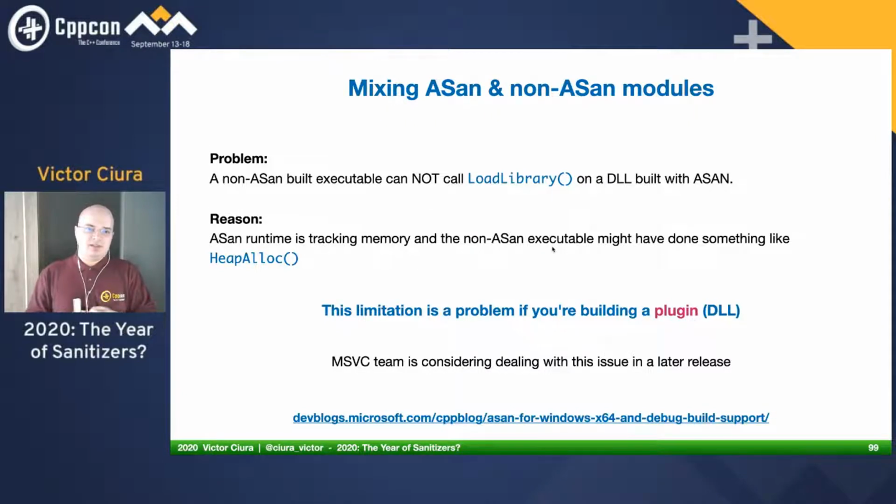The reason is that ASAN tracks memory, like I showed earlier, and a non-ASAN executable might have heap allocations that the ASAN runtime cannot track, and there are some limitations here. The MSVC team said they're considering dealing with this issue in a later release, but as of today, this is a showstopper if you have this particular scenario.